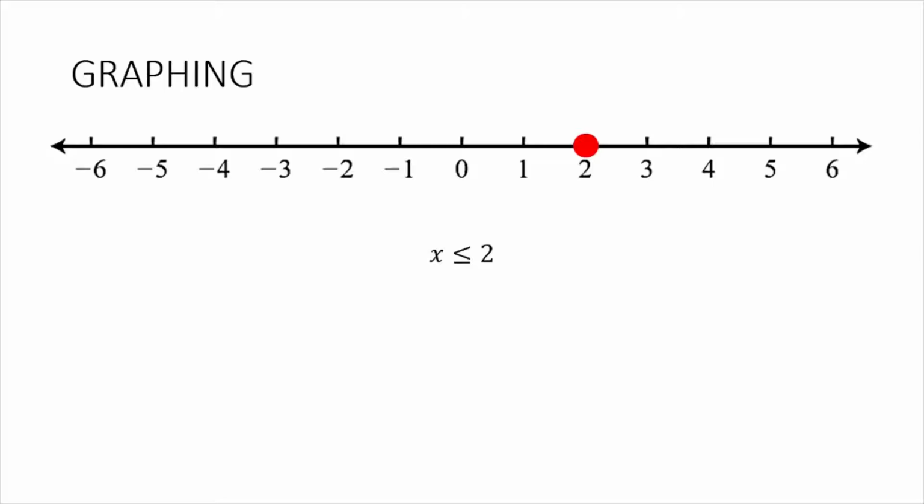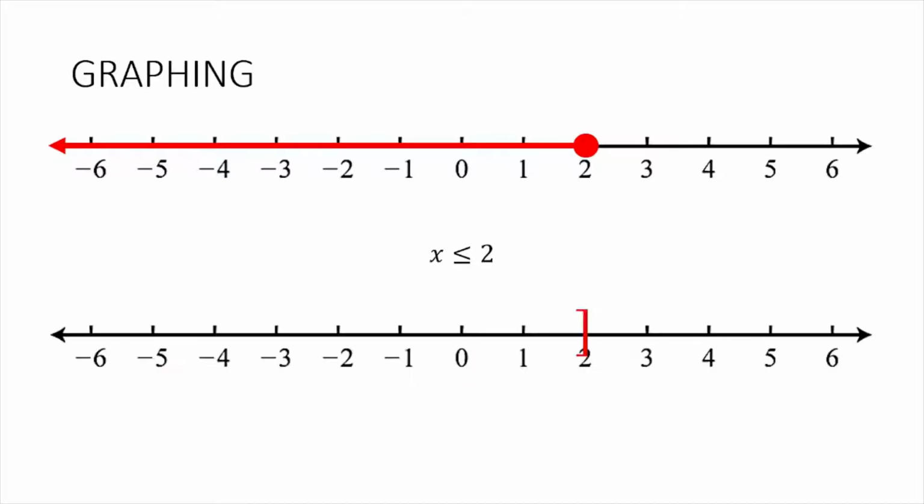So we draw a closed circle, if you will, right? From +2, since this includes all real numbers less than 2, including 2, we include those numbers to the left of +2, going to negative infinity. Or instead of a closed circle, we can use a bracket to indicate that the endpoint is included in the set. So from +2, we include those real numbers to the left of +2, going to negative infinity.